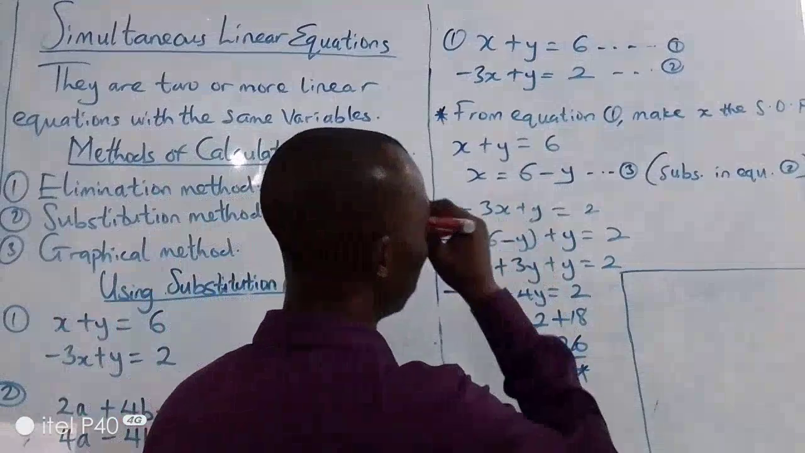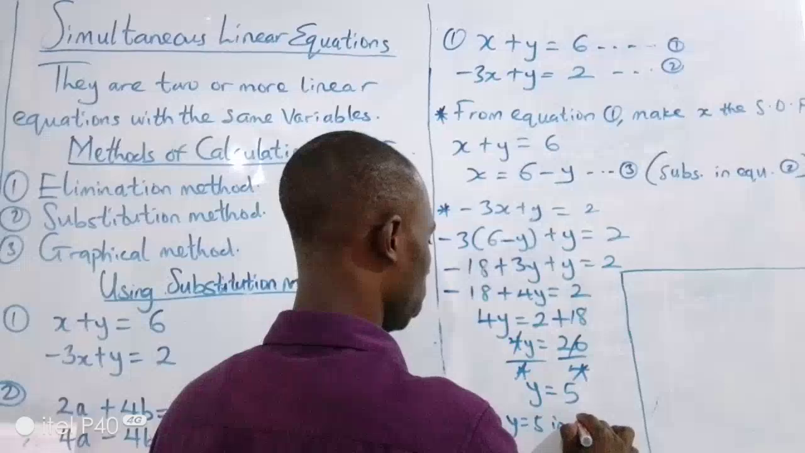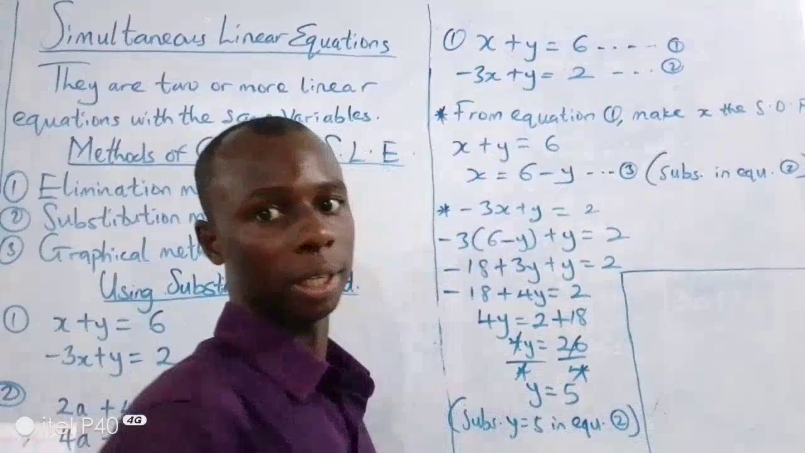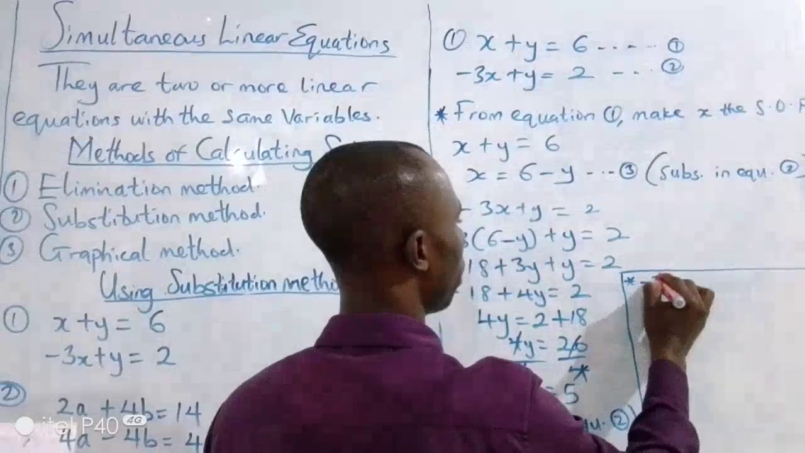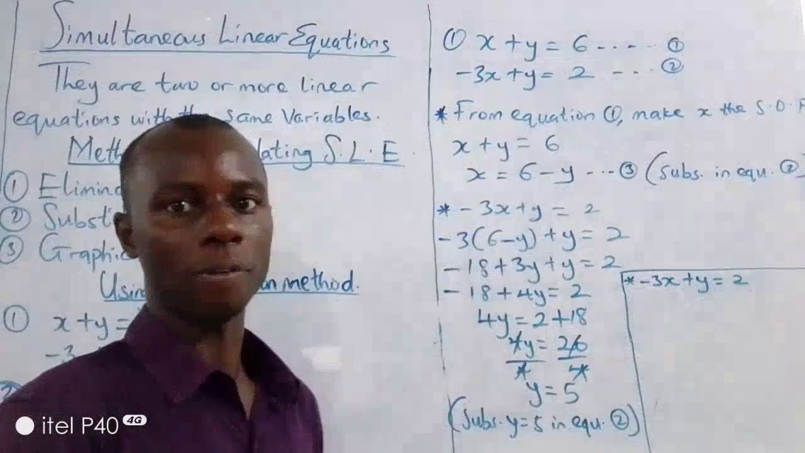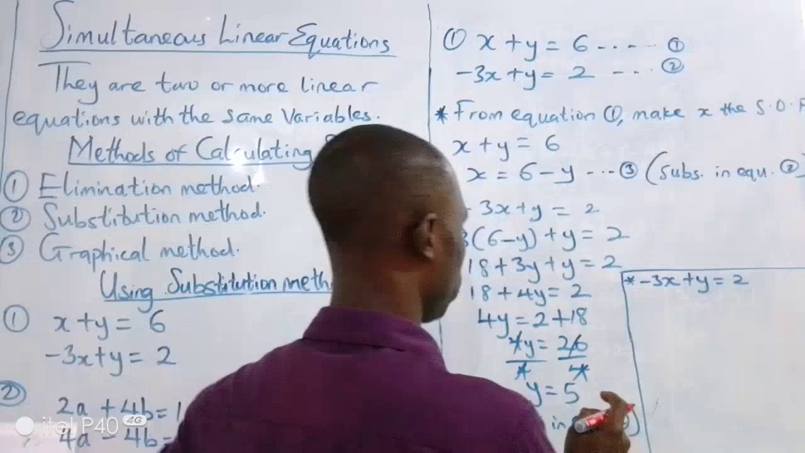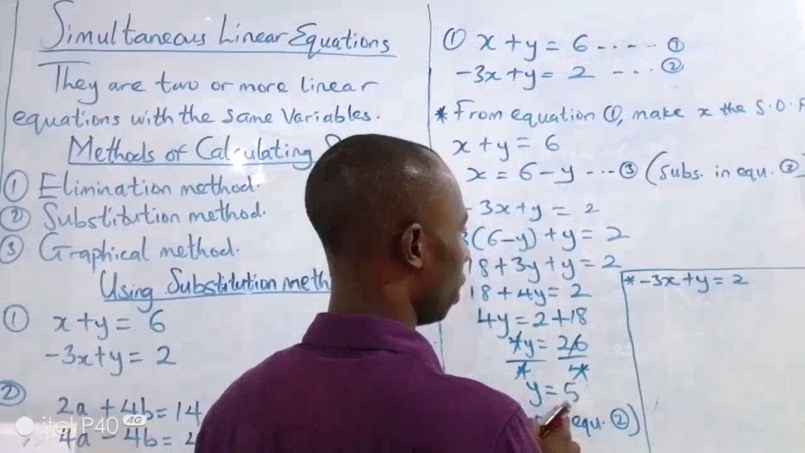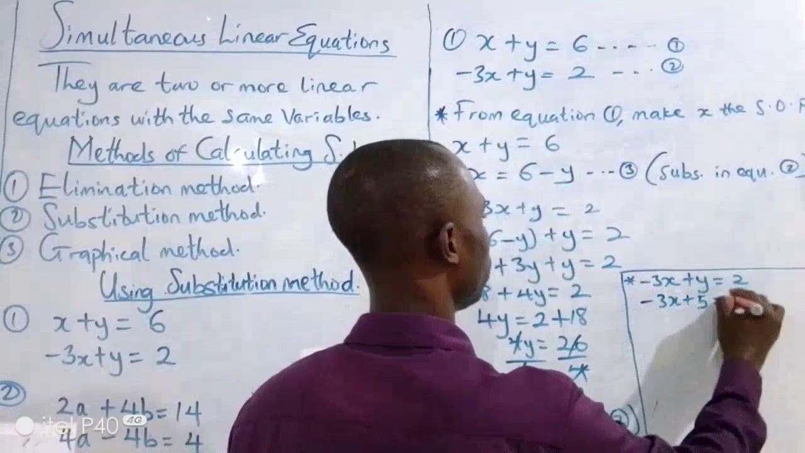So let's substitute it in equation 2. Have you seen it now? So let's write it in. Our equation 2, we call it, is minus 3x plus y equals 2. Have you seen that now? So anywhere I see y, I'll put 5. So minus 3x plus 5 equals 2.